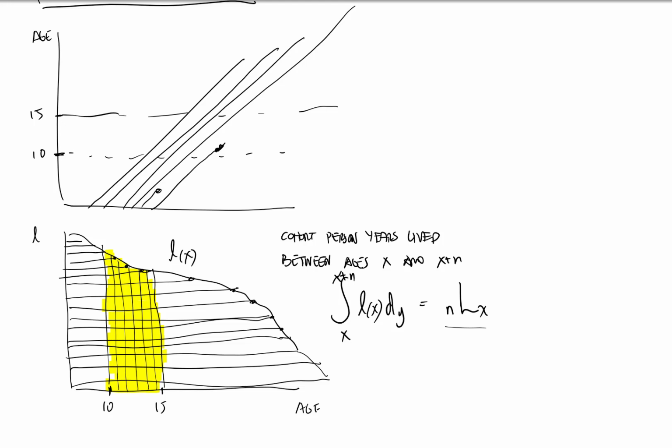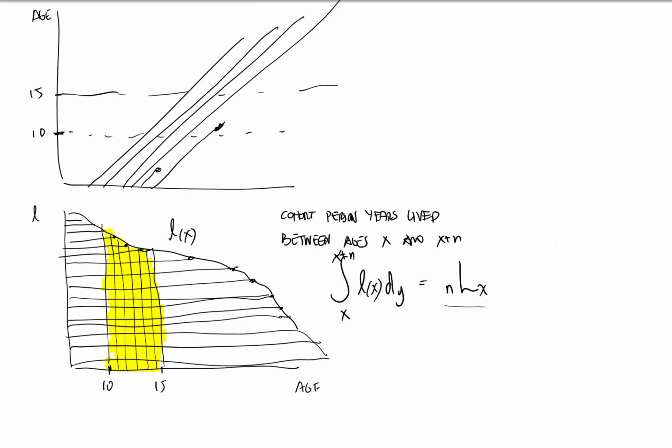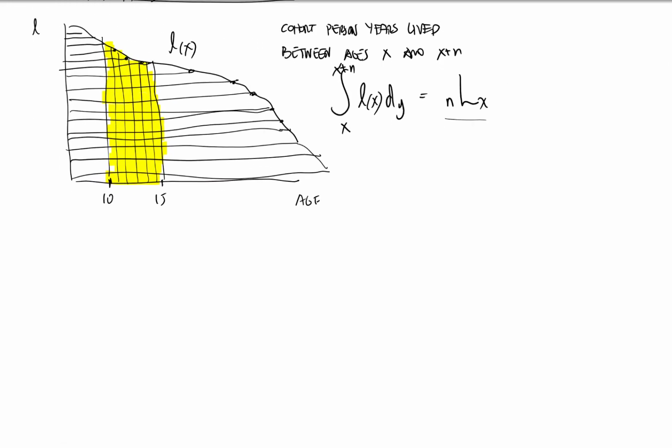In a couple of minutes, we'll see several different ways to calculate nLx numerically, but the conceptual idea is that it is the number of person years lived in the n years following age x, and that's the area underneath this L of x curve. That's the area in yellow. But first, before I go into how we calculate it, we're going to talk about why we use it.